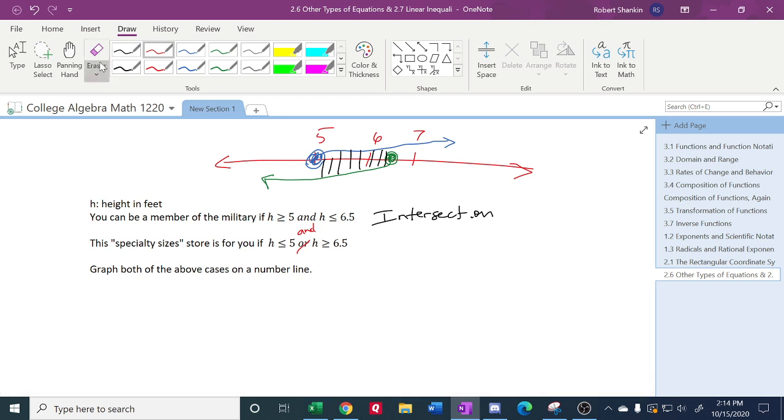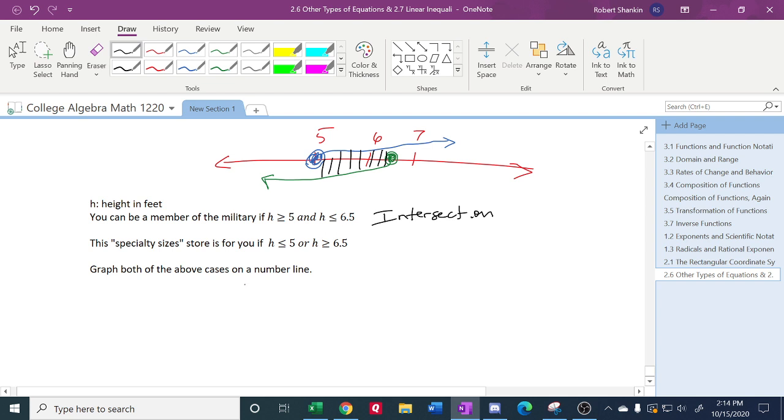This precise use of the word "and" or "or" is really important. If you screwed up legally, like if the military had accidentally used "or" in here, a lawyer could say, all right, you have to let this 7-footer in, and so on.